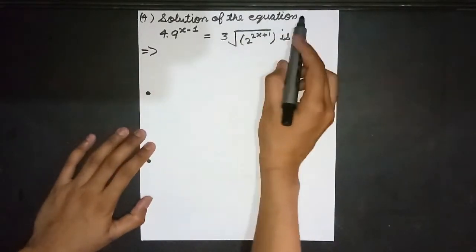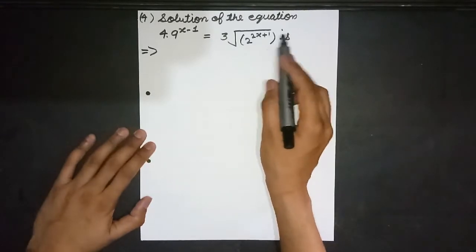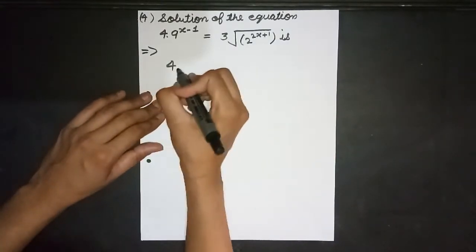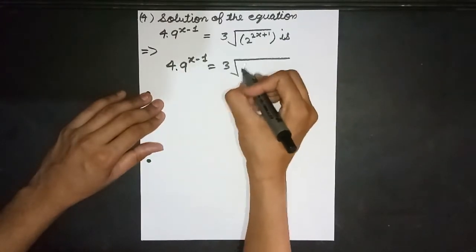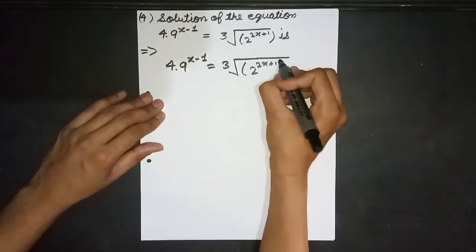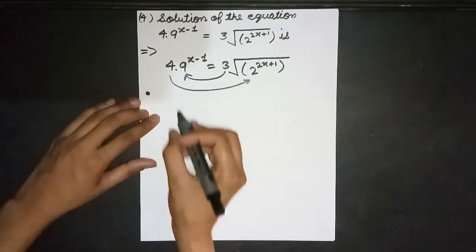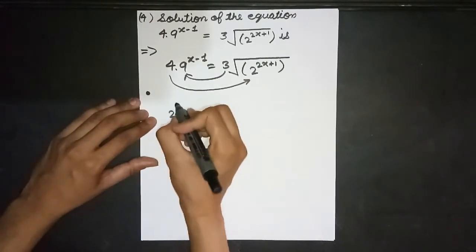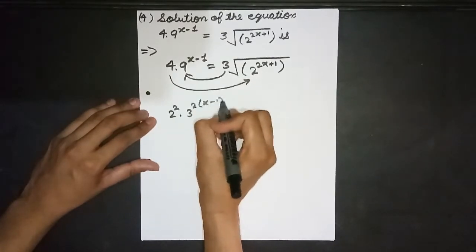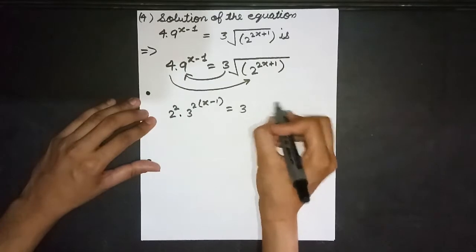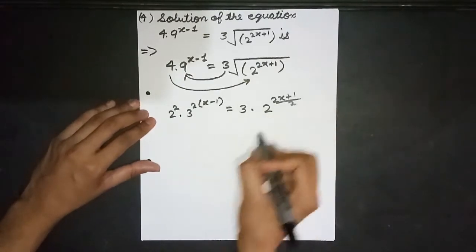Fourth is the solution of the equation 4 into 9 raised to power x minus 1, that is equal to 3 into root of 2 raised to power 2x plus 1 is. So we are given 4 into 9 raised to power x minus 1, that is equal to 3 into root of 2 raised to power 2x plus 1, right? So now we will displace these numbers. Let's write 4 as 2 raised to power 2 and 9 as 3 raised to power 2 into x minus 1. This is equal to 3 into 2 raised to power 2x plus 1 by 2.